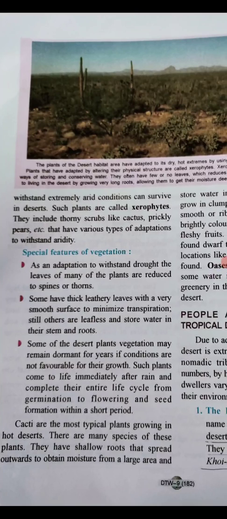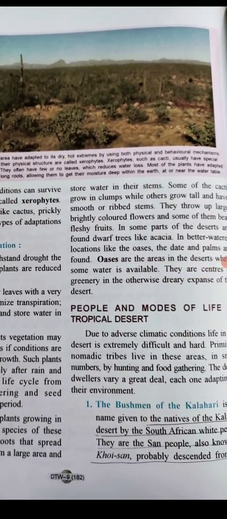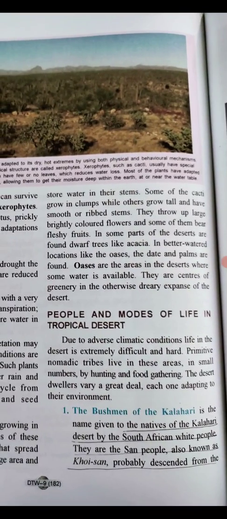So cacti are the most typical plants growing in the hot desert, and the most common plants can also be said. There are many species of cacti, and they have shallow roots that spread outward to obtain moisture from a large area. Okay, it means the roots are near the surface, and they store water in their stems. Some of the cacti grow in clumps while others grow tall and have smooth and ribbed stems. They throw up large brightly colored flowers, and some of them bear fleshy fruits.